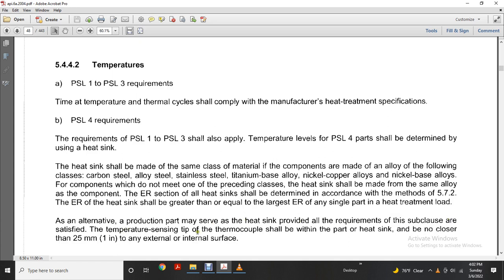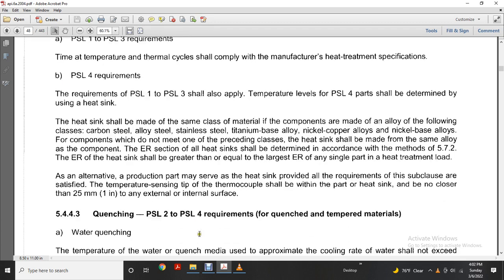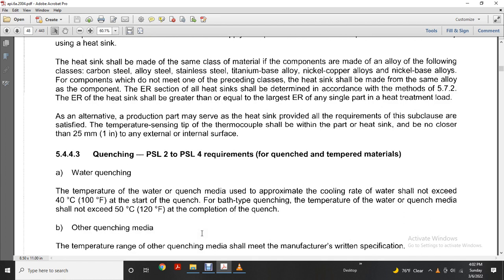As is satisfied with the temperature sink, the thermocouple shall be placed in the heat sink no closer than 1 inch from the external and internal surface of the quenching.